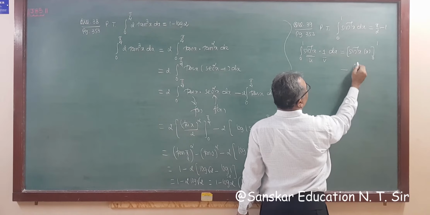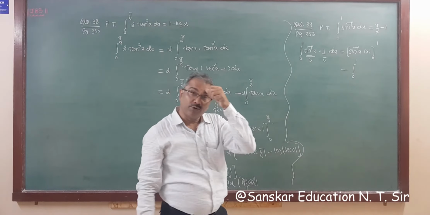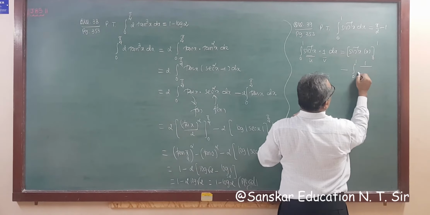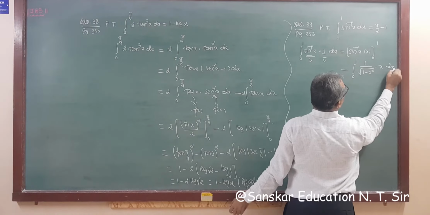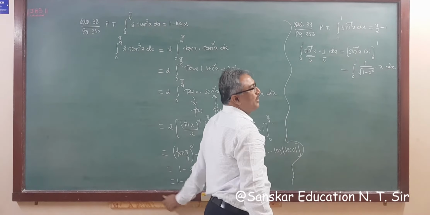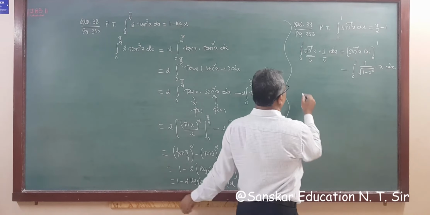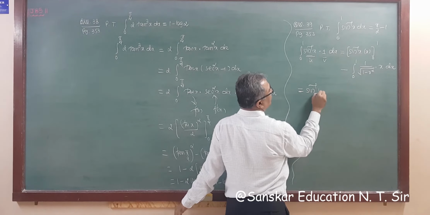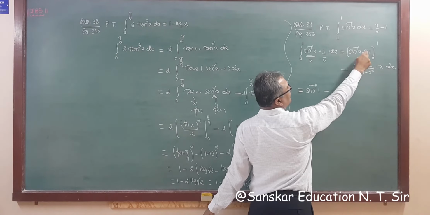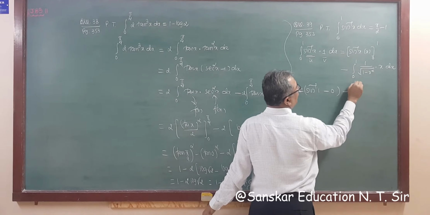Minus integration 0 to 1. Derivative of sin inverse x is 1 upon under root 1 minus x square. So 1 upon under root 1 minus x square, and integration of 1 is x, dx, right? So substituting the limit, sin inverse 1 into 1, that is sin inverse 1. So we get, I am writing from this side, sin inverse 1 minus 0 is 0, so everything is 0, minus integration 0 to 1.